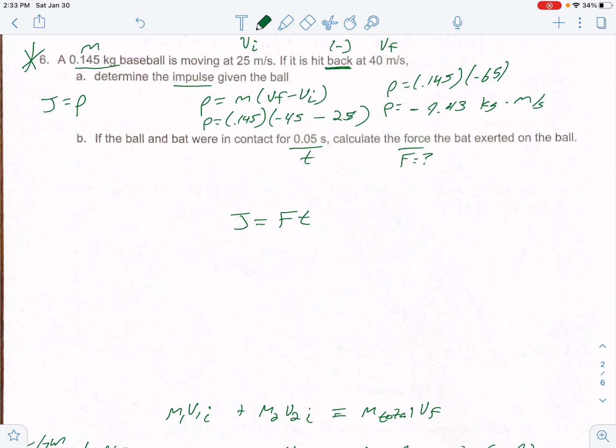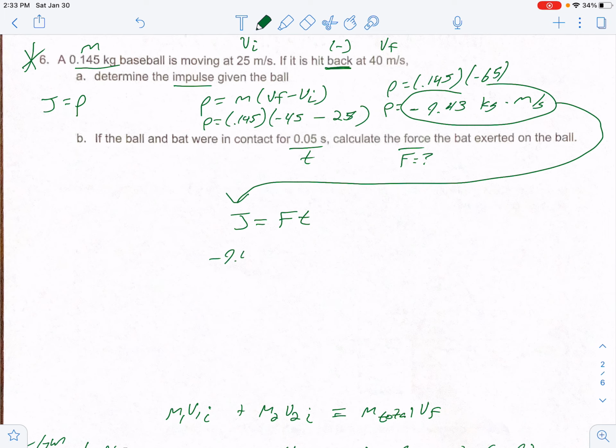Okay, so we just found impulse, or momentum, right here. So we're going to bring this down here and set it equal as J. So negative 9.43 equals your force, which I don't know, so I'm going to leave it as F. And then T is 0.05 seconds. So divide both sides by 0.05, and your final answer should be negative 188.6 newtons.